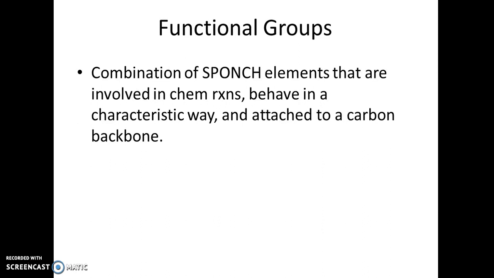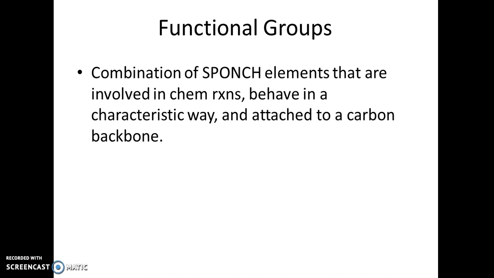Functional groups are groups of elements, and we know all about these elements: sulfur, phosphorus, oxygen, nitrogen, carbon, and hydrogen. And they are involved in chemical reactions. That's what functional groups do, because they behave in characteristic ways. Now, these functional groups are attached to the carbon backbone, which we just talked about. So basically, you take a hydrogen off, and you plop one of these functional groups down.